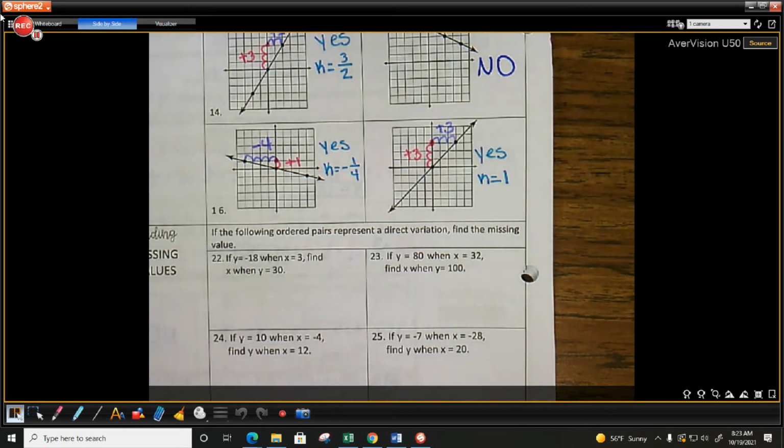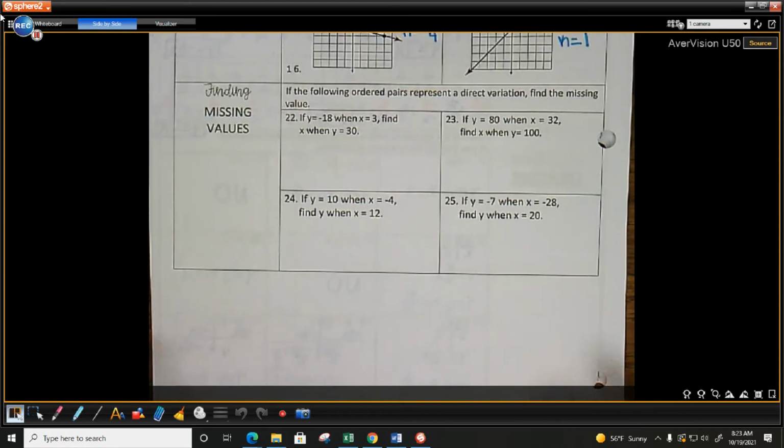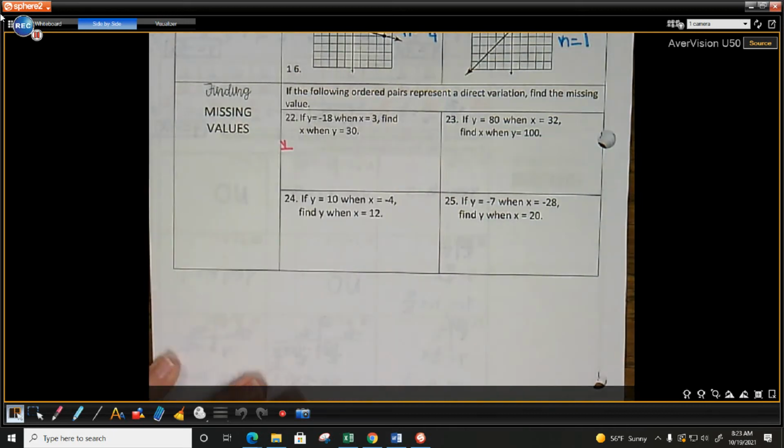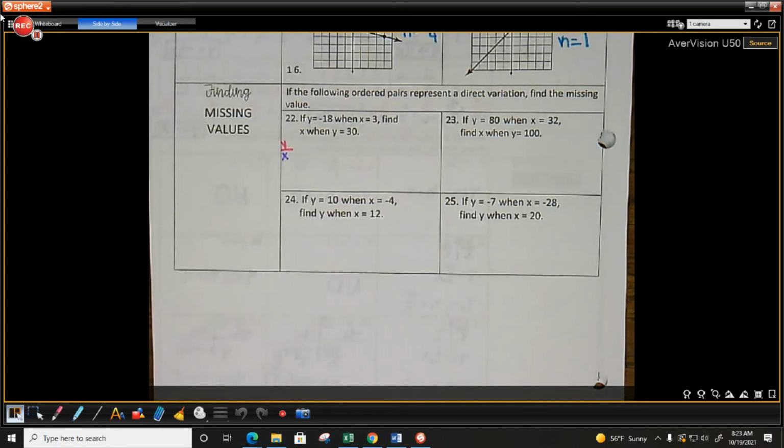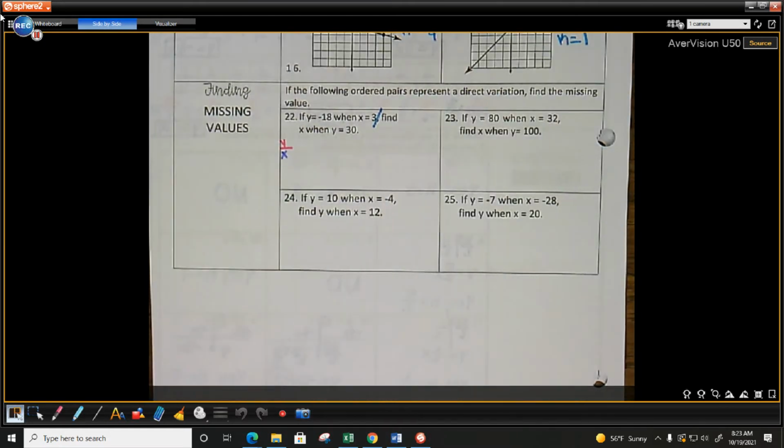Okay. Now we are going to find some missing values. It says if the following ordered pairs represent direct variation, find the missing value. Okay. So I'm going to set up my problems as y over x. Okay, y over x. Because that's your constant of variation, right? So this is just going to be a proportion. Looking at my first situation, it says if y is negative 18 and x is 3. Set up your fraction.